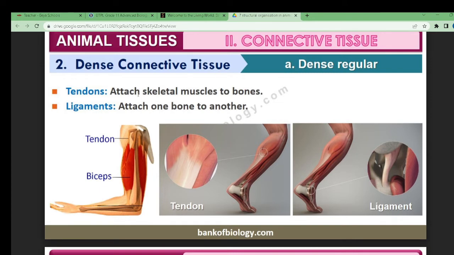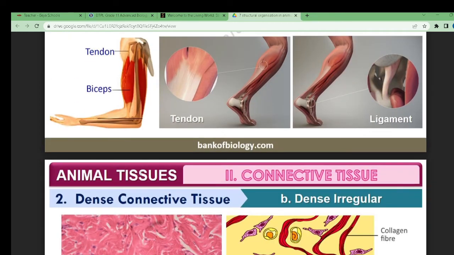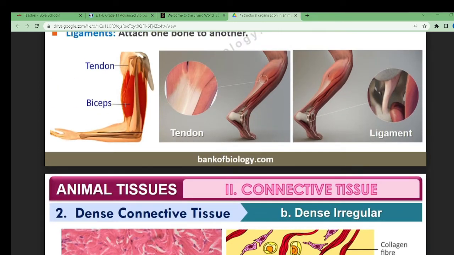When it is in a tendon, it attaches the skeletal muscles to the bone, and that is why they are dense and compact. Ligaments attach one bone to another. So you can see tendons attach skeletal muscle to the bone, and a ligament attaches the bone to another. Here you can see the biceps, which are attached with these tendons.